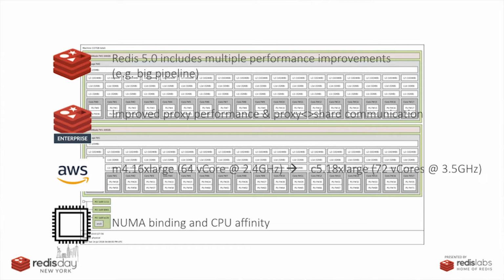There are multiple improvements in Redis 5.0, especially for big pipelines. We improved the core of Redis Enterprise, the way the proxy speaks with the shards. AWS improved their infrastructure. They now have 72 vCores running at 3.5 gigahertz. And we also played with NUMA settings.